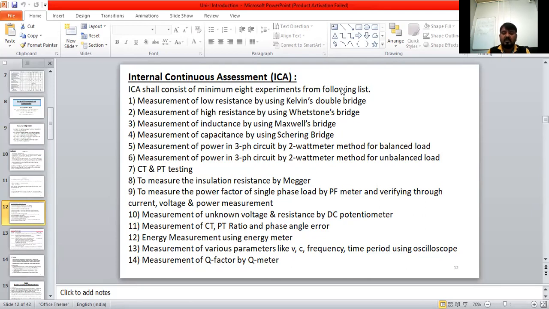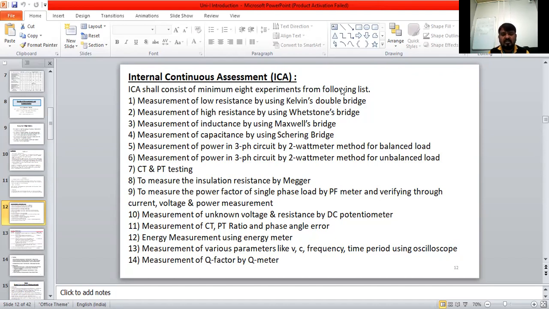Measurement of various parameters: various electrical parameters like voltage, current, frequency, time period we can measure by using the CRO, the cathode ray oscilloscope. By using that we can measure voltage, current, frequency, time period, magnitude, angle, everything. And the last one is measurement of quality factor by using a Q meter. The Q meter gives the quality factor, which will come under the second or third unit.